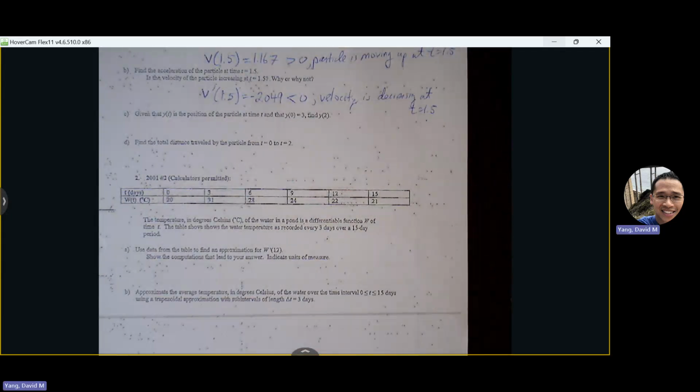To finish off the problem, we can say that v prime of 1.5, or acceleration at 1.5, equals negative 2.049. Negative 2.049 is less than 0. Negative acceleration means the slope of velocity is negative. If the slope of the velocity is negative, that means my velocity is decreasing.